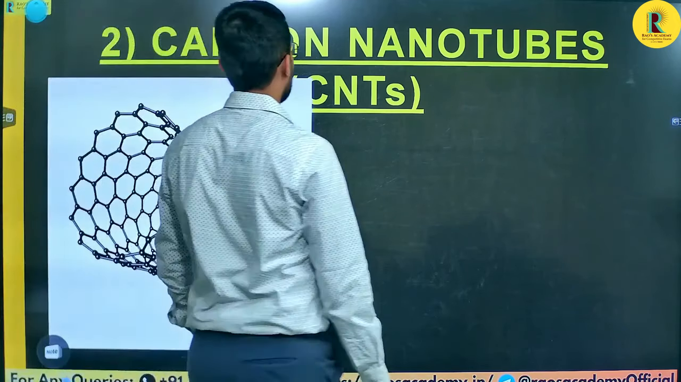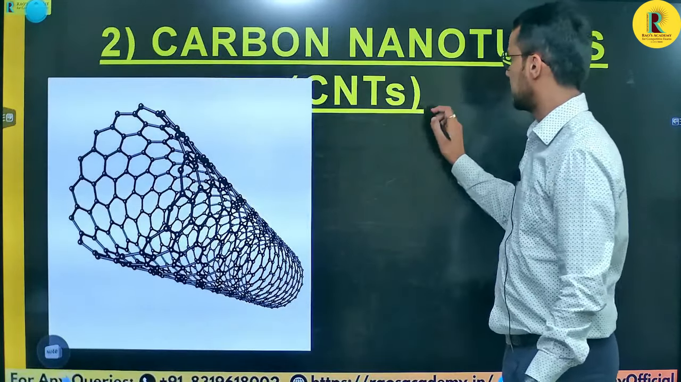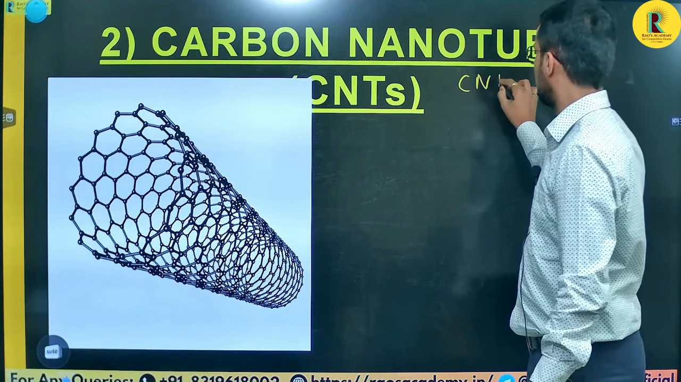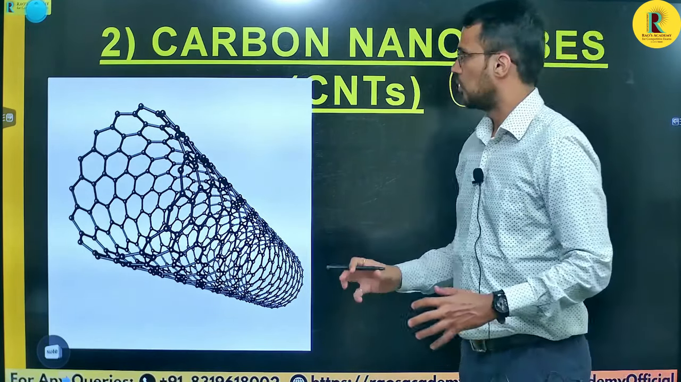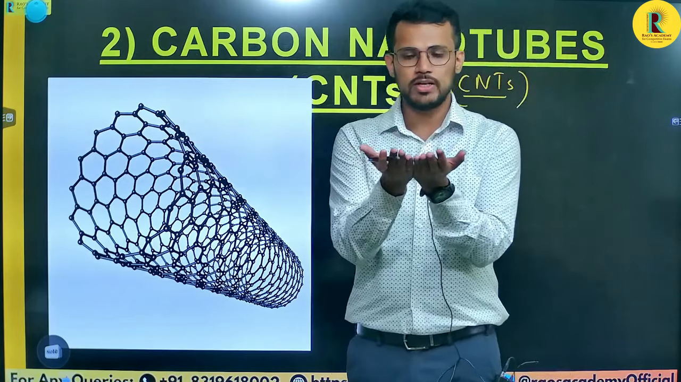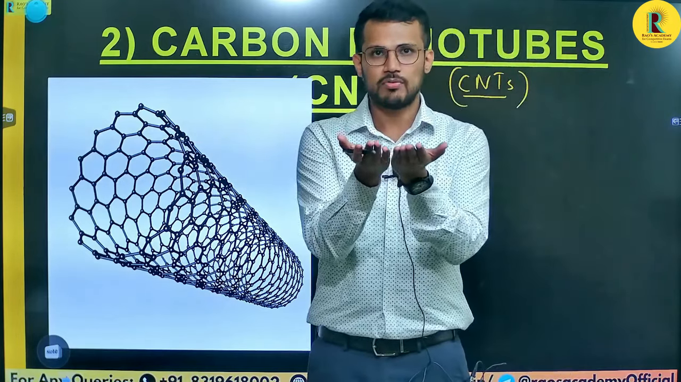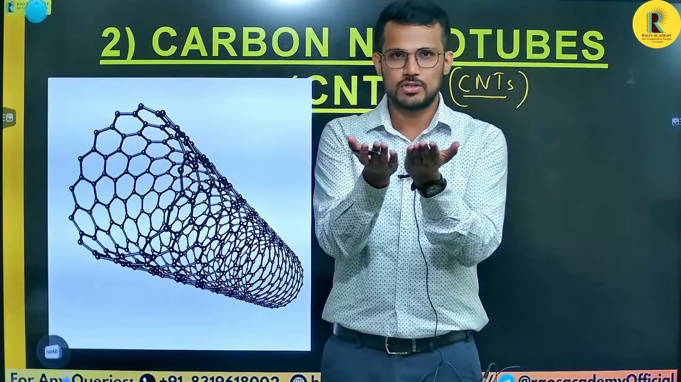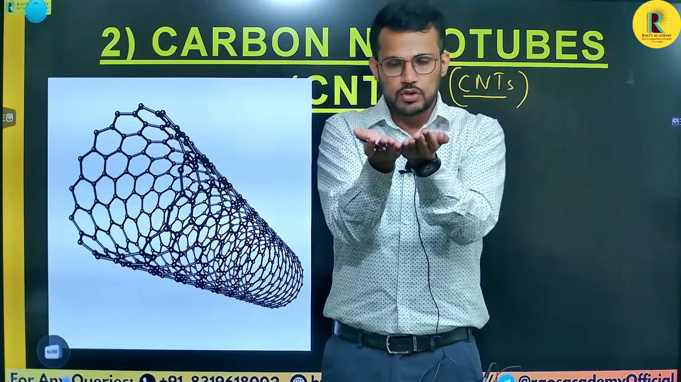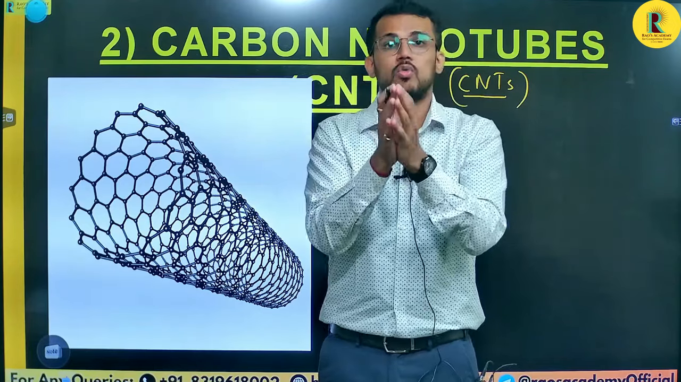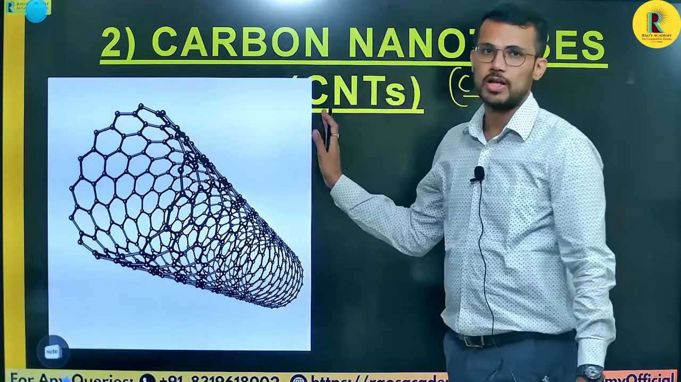Second is carbon nanotubes, or CNTs. They are abbreviated as CNTs. Now, let's say you have a sheet of graphene, which we have just now discussed, and you roll it up. So when you roll that graphene sheet, what you get is carbon nanotubes.